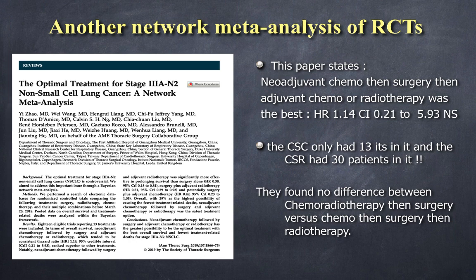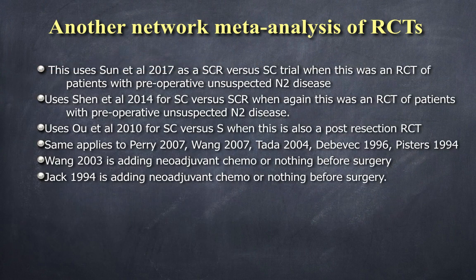So it's pretty strange because the biggest study that was chemotherapy, surgery, and then radiotherapy was 30 patients. And then the other study that they said was the best treatment plan, which is chemosurgery and more chemo, only had 13 patients. So nobody quite knows what to make of this meta-analysis, but that's what it found.